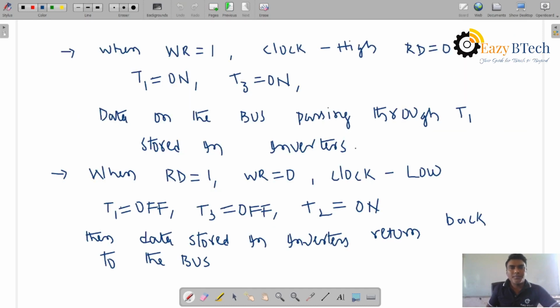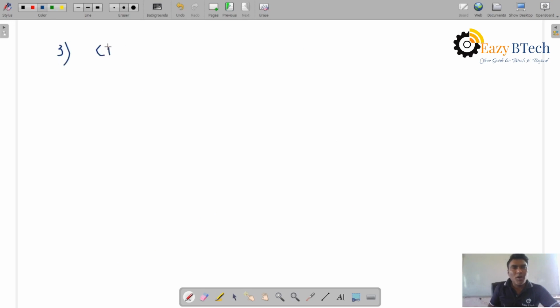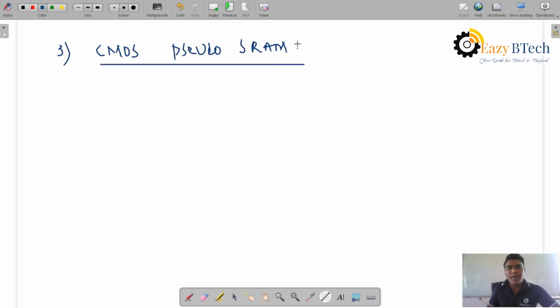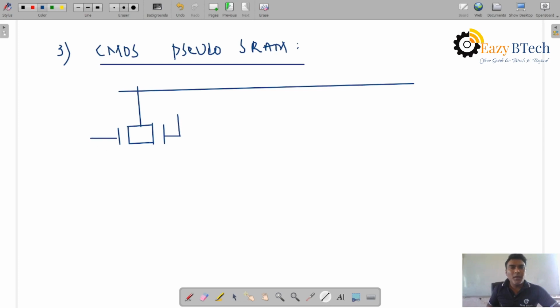Now the third one is CMOS pseudo SRAM. It is a 1-bit data store again. Previously the data input is applied only when write and read operation is equal to 1. But in this CMOS we can apply the complemented logic, any one logic, 0 or 1, which will be on.